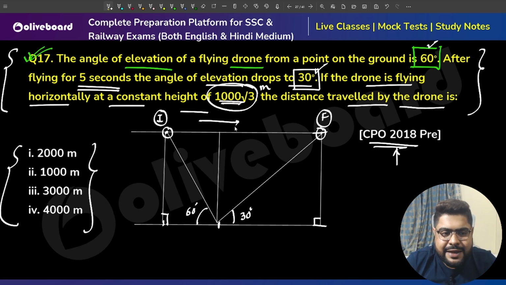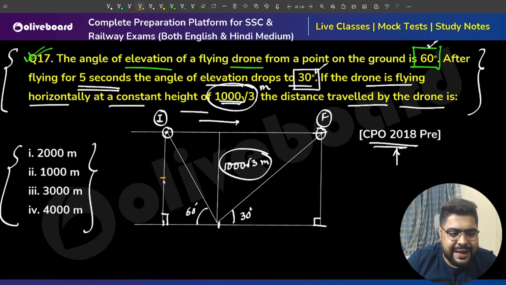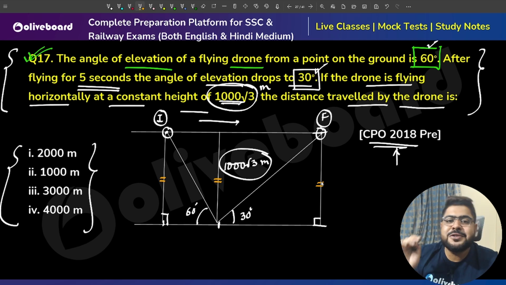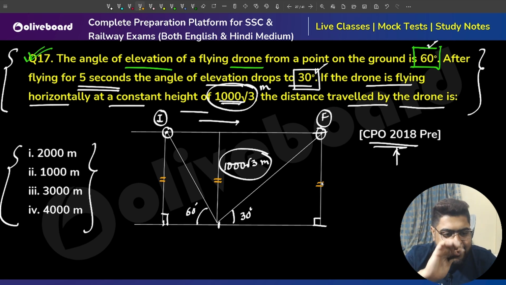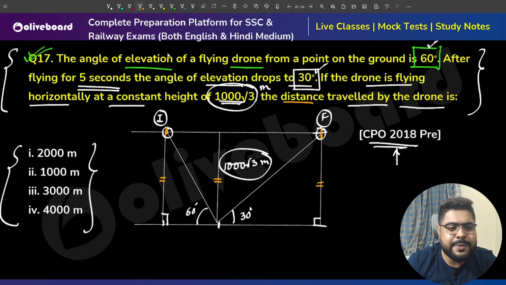Constant height is given, that is 1000 root 3 meters. Meaning, sir, this side is equal to this side is equal to this side. All are 1000 root 3. You see how we'll get our answer from there. Now, the distance traveled they are asking. They are asking, find the distance between these 2 points.